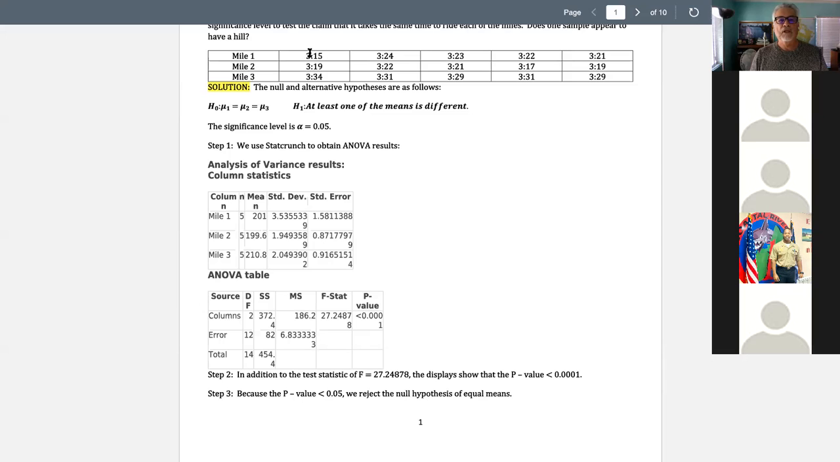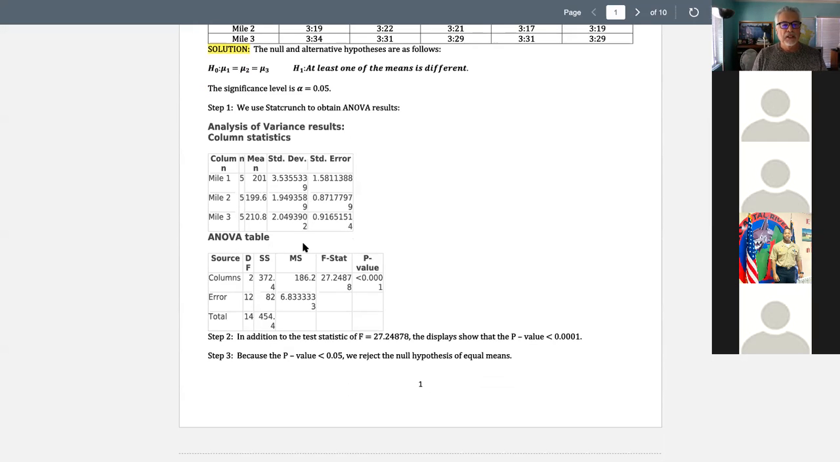So if you were to convert each of these, and you'll see that in the StatCrunch calculation, for example, 3 minutes and 15 seconds is 195 seconds. 3 minutes and 24 seconds is 204 seconds, and so on. So when we go into StatCrunch, you'll see these times expressed in seconds. And so when StatCrunch calculates the summary statistics for these measurements, these are in seconds. All right.